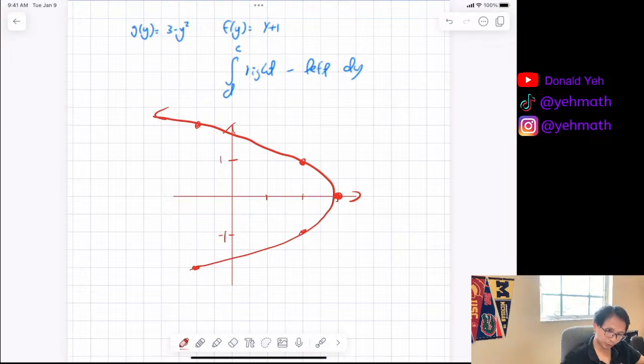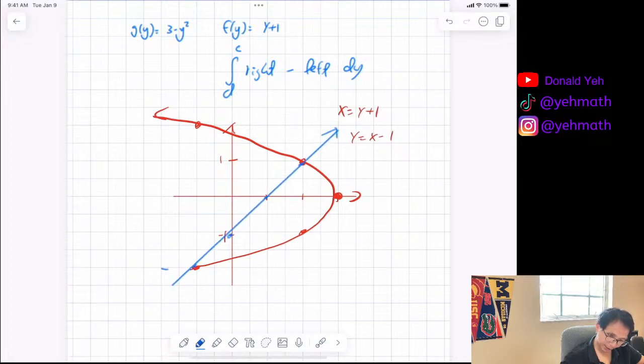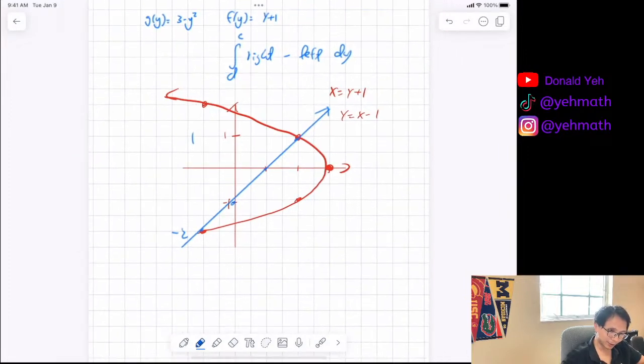Now x equal to y plus 1, how do I graph that? Well, if you don't know, just graph y equal to x minus 1. That should be good enough. So I'm going to draw this. So here is -2 to 1. So we know we're integrating. This is not a to b. This is d to c.